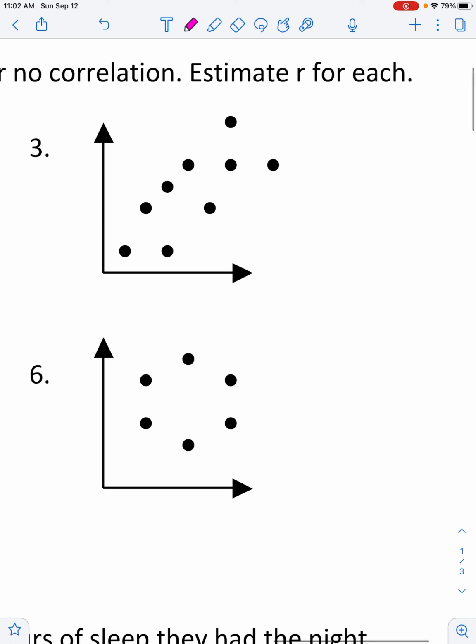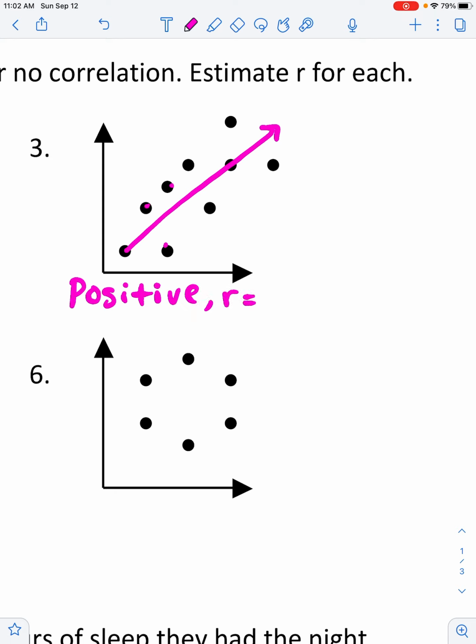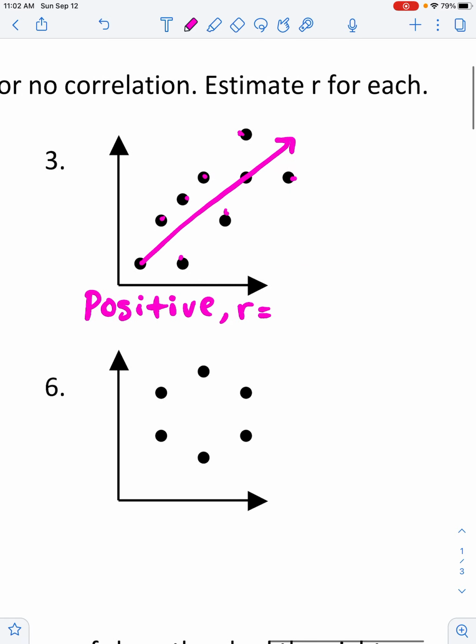Question 3, this one looks to be following a positive line. So this is a positive correlation. And while my points do all seem to follow that upward trend, it's not as tight to the line as question 2 was. So this one's R should be a little bit smaller, or let's think, the absolute value of R should be a little bit smaller than that 0.8. Maybe for this one, I'm going to say it is about 0.62.